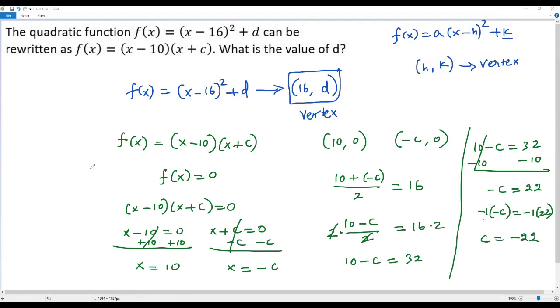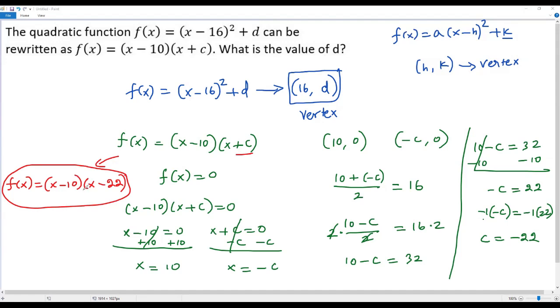Now we can write the intercept form of the quadratic equation as f(x) = (x - 10)(x + c), and instead of this c, we can plug in negative 22. The intercept form of the given quadratic function was incomplete because there was an unknown constant, but I got the value of c, that is negative 22. Now the intercept form of the given quadratic function is complete.